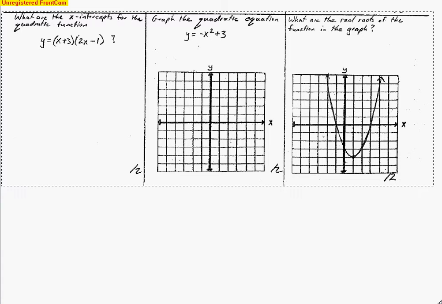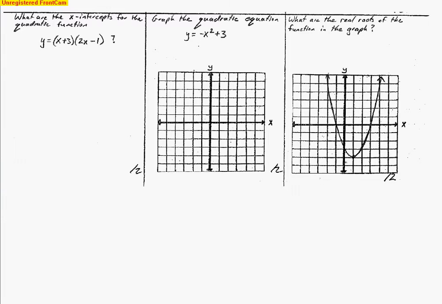These are the last three problems on the study guide for Test 3, Quarter 3 for Algebra A. So let's take a look at number 7 here, and it asks us what are the x-intercepts for the quadratic function. So here we're just having to use the zero product property.